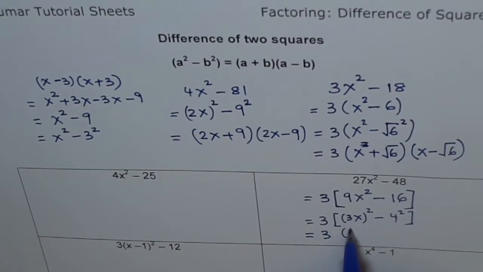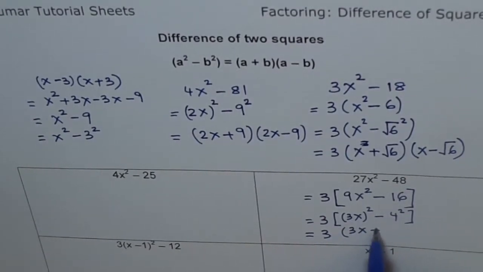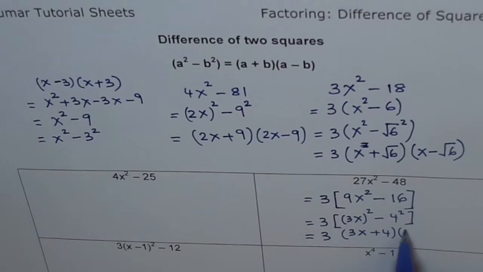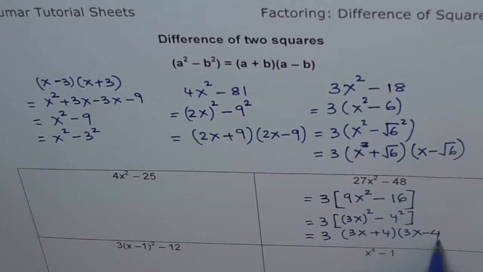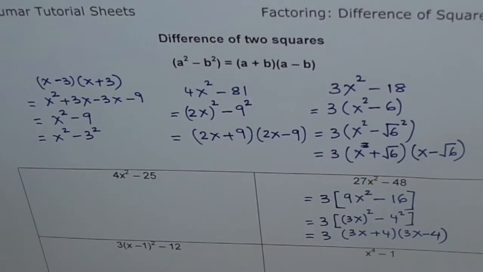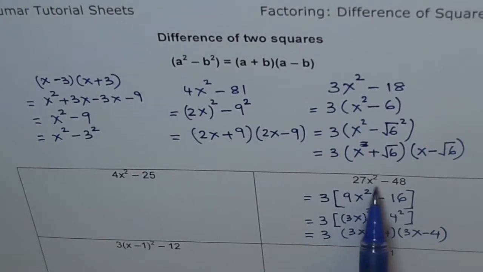So I can write this as 3x plus 4 times 3x minus 4, correct? So that's how you can factor. So there is a group, correct? You can factor out a number first and then get a difference of square. That is also possible, correct?